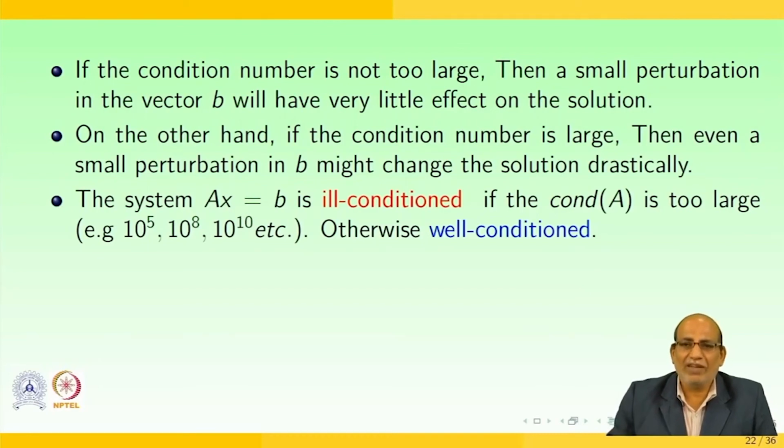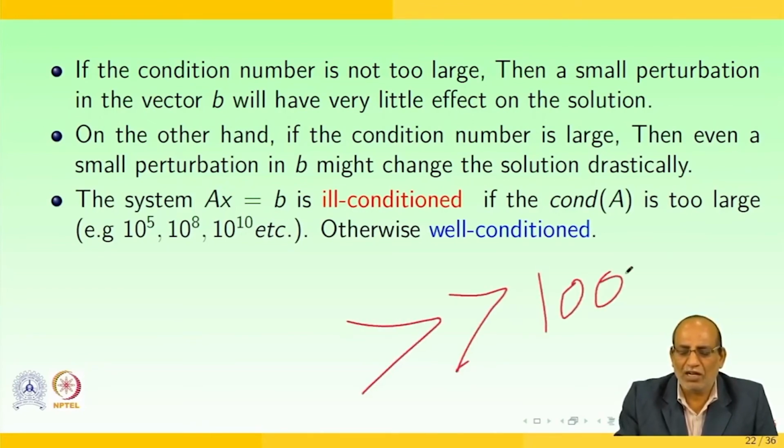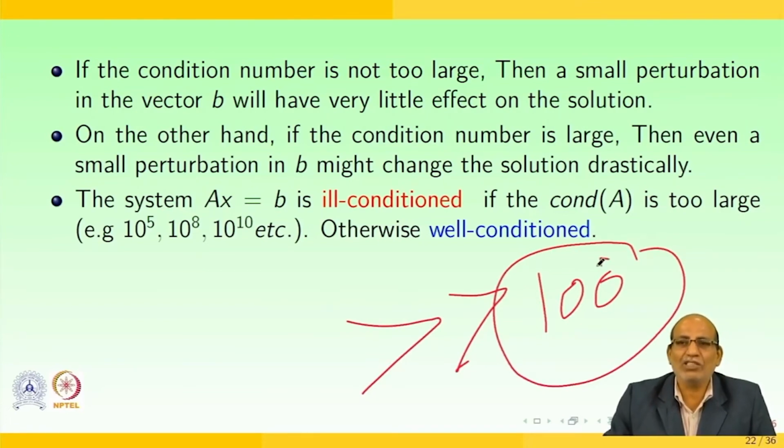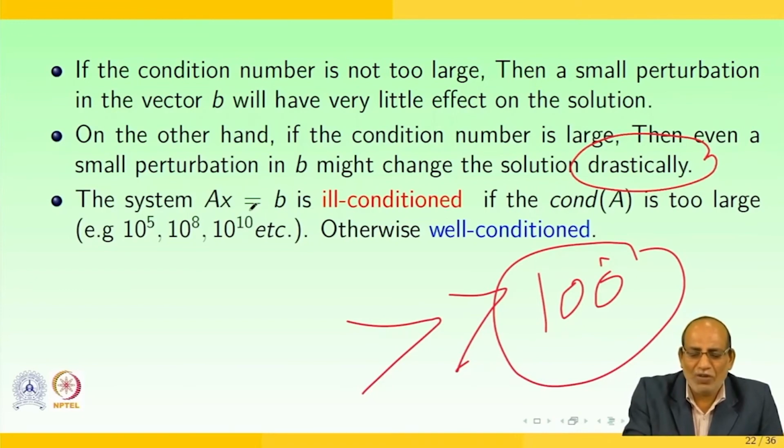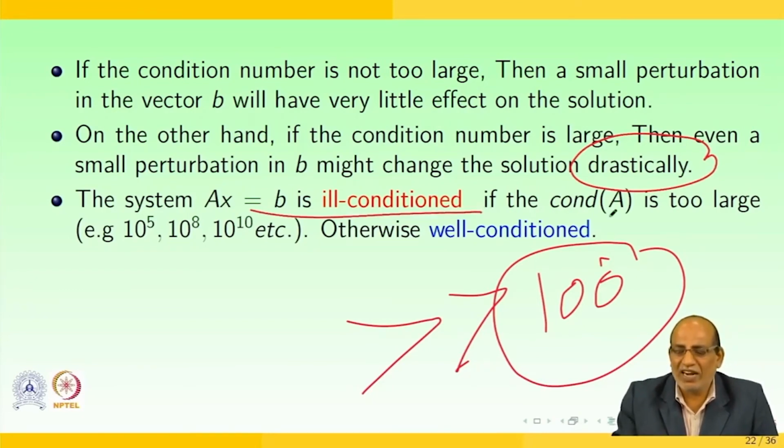Well, let us make the broad conclusion. If the condition number is not too large, that means not greater than, let's say, 100 or a bigger number, then a small perturbation in the vector B will have very little effect on the solution. On the other hand, if the condition number is large, then even a small perturbation in B might change the solution drastically.